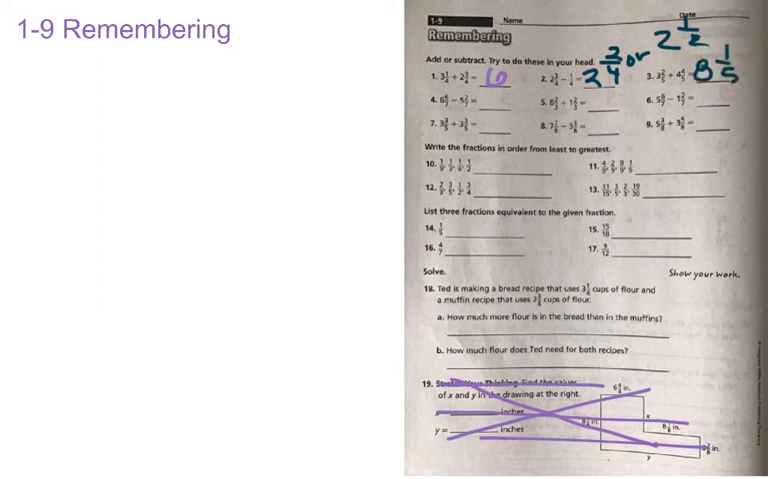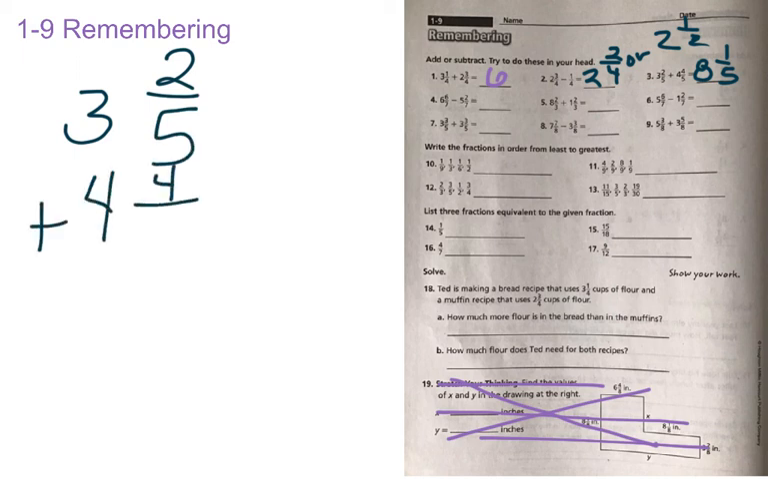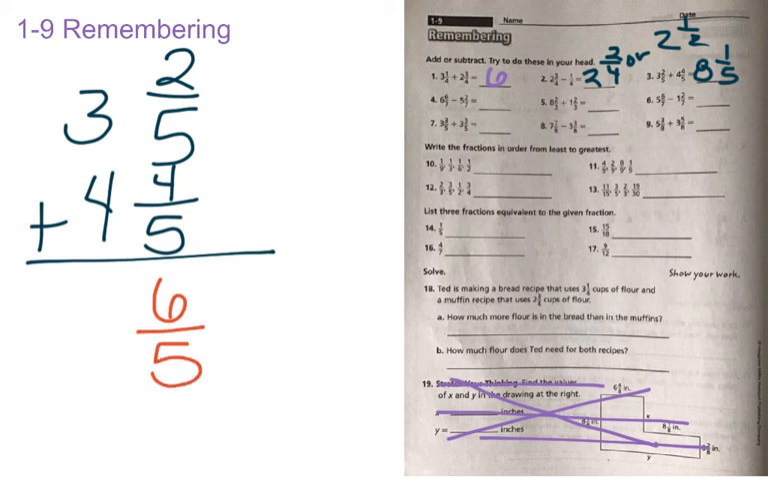8 1/5. I will do this last one again with you so that you can see what it looks like. 3 2/5 plus 4 4/5, and I have a common denominator, so I can right away add my numerators. 2 plus 4 is equal to 6. My denominator stays the same, and my whole numbers, 3 plus 4 is equal to 7. And I know that 6/5 is an improper fraction, and 6/5 is really 1 whole 1/5. So it's not 7 6/5, it's now 8 1/5.